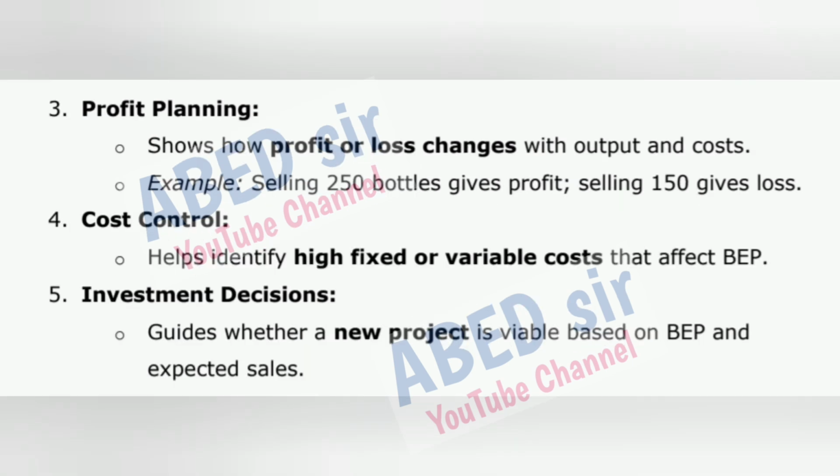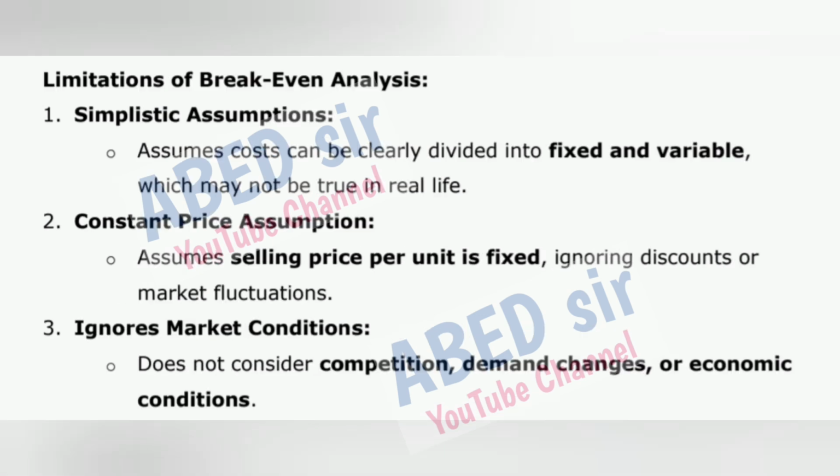3. Profit planning. Shows how profit or loss changes with output and costs. Example, selling 250 bottles gives profit, selling 150 gives loss. 4. Cost control. Helps identify high fixed or variable costs that affect BEP. 5. Investment decisions. Guides whether a new project is viable based on BEP and expected sales.